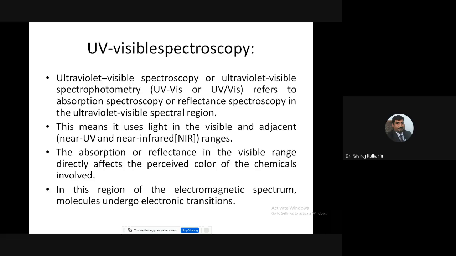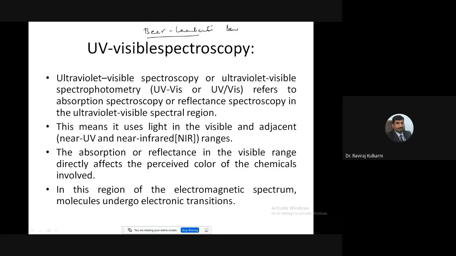UV spectroscopy is similar to IR spectroscopy, but the wavelength is different. Here, in UV-visible spectroscopy, the absorption and reflectance in the visible range directly affect the perceived color of the chemicals involved. It is based on Beer-Lambert's law. What is this? I think you studied Beer-Lambert's law in the first year itself.